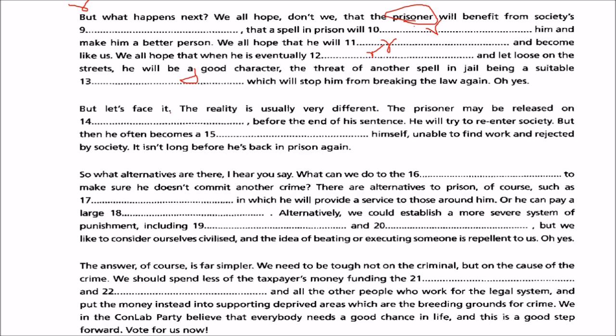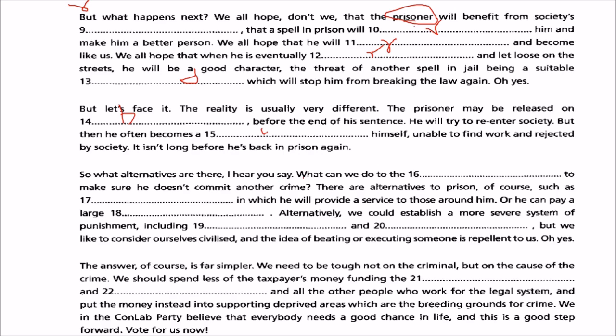But let's face it, the reality is usually very different. The prisoner may be released on, say, parole before the end of the sentence, and he will try to re-enter society. But then he often becomes a victim himself, unable to find work and rejected by the society. It isn't long before he's back in prison again. So what alternatives are there?